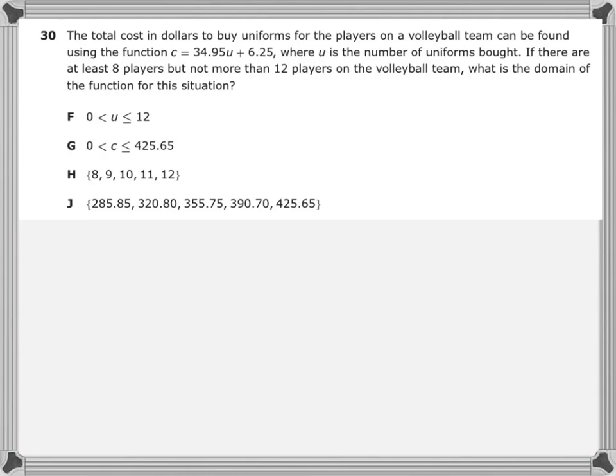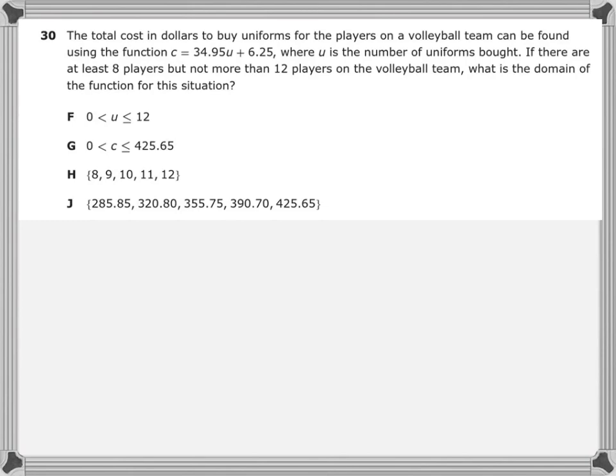Okay, so where u is the number of uniforms bought. So u, the variable u, is our independent variable, which we normally represent as x. Okay, so if there are at least 8 players, but not more than 12 players on the volleyball team, what is the domain of the function for this situation?